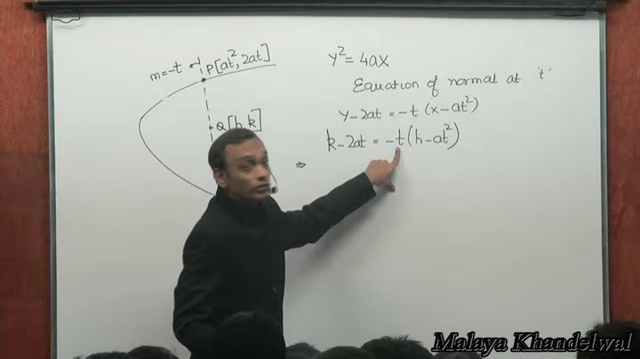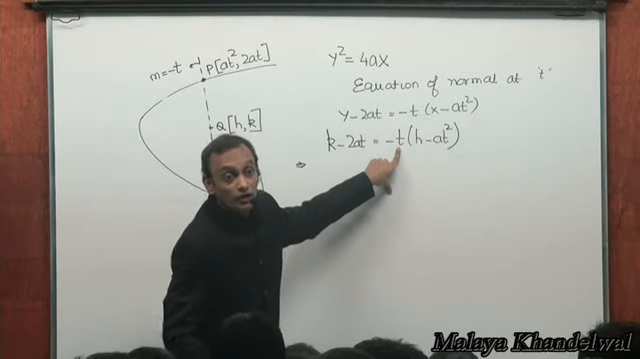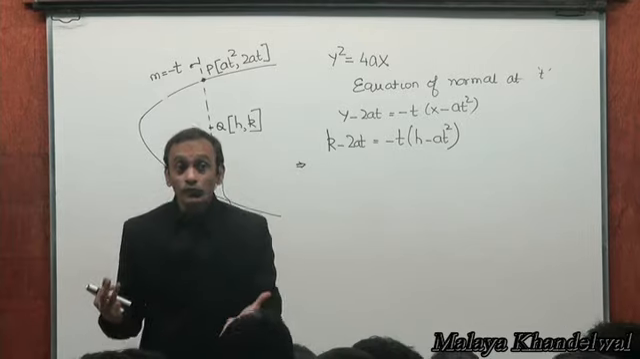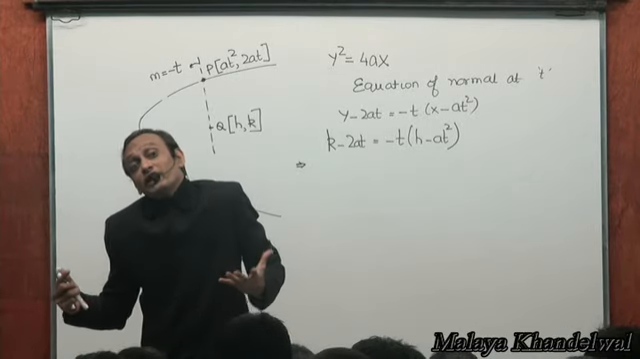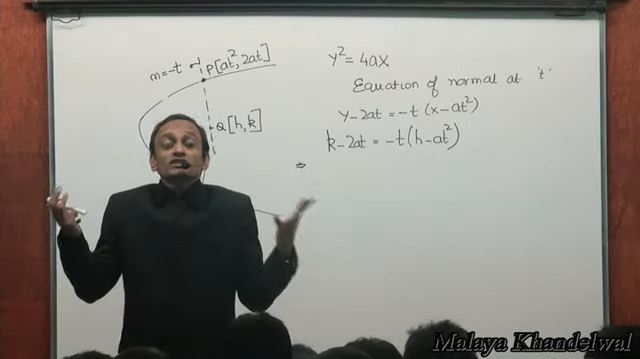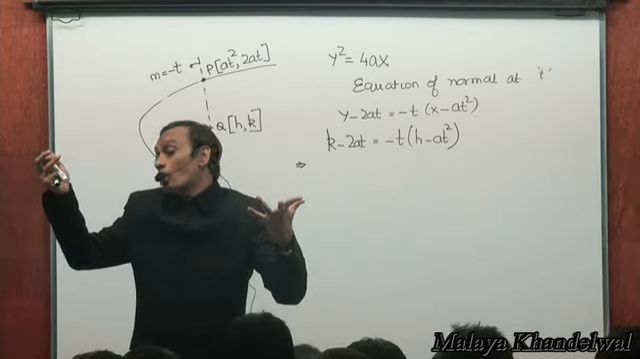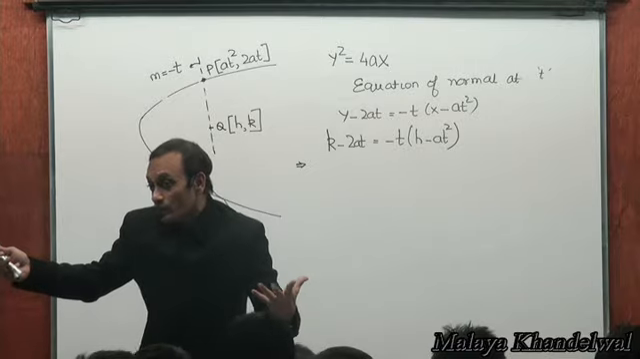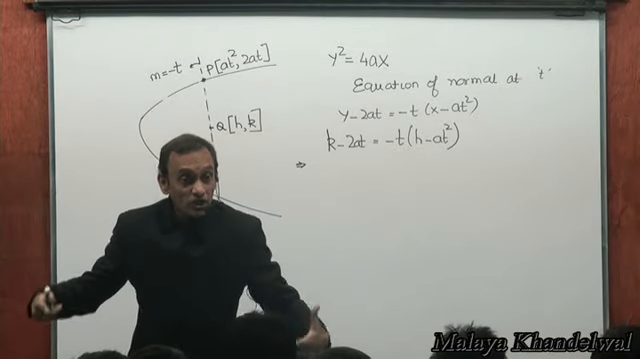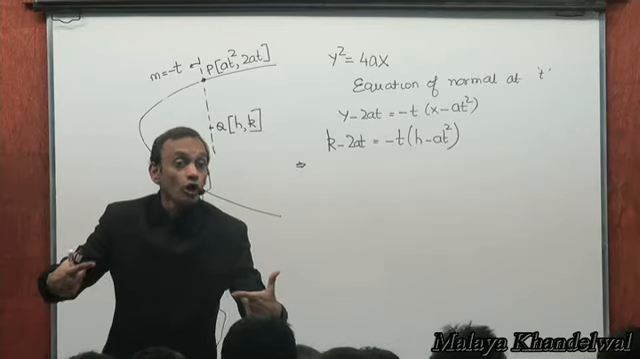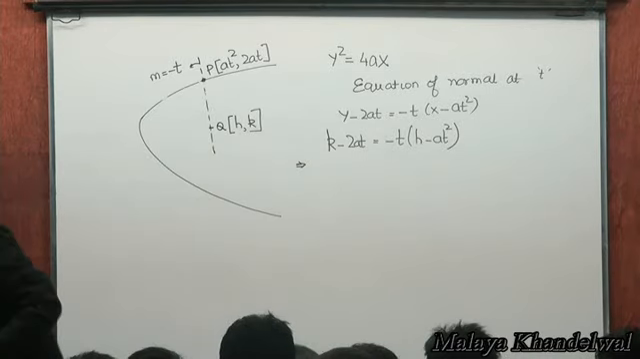If I solve for t for a given (h, k), I'll get the foot of the normal from (h, k) to the parabola. The number of values of t that will emerge out of solving this will give me the number of feet of normals that could be drawn from Q to the parabola. Yes or no? Each t will represent one normal. Normal at one t.